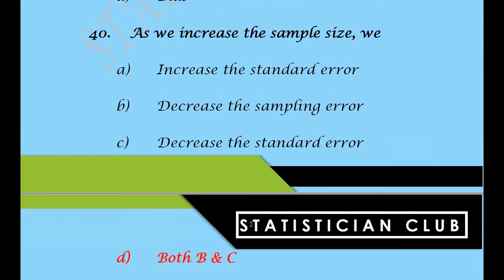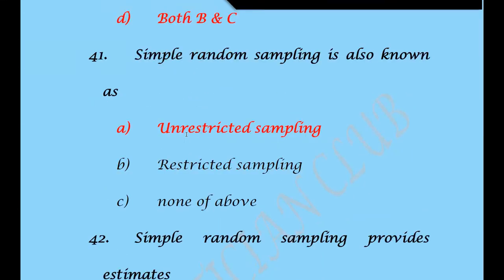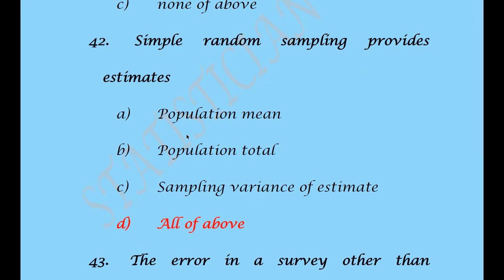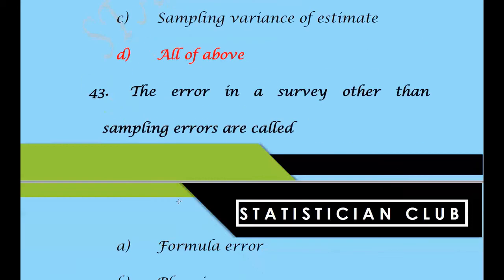As we increase the sample size, the sampling error decreases and the standard error decreases. The right answer is both B and C. Simple random sampling is also known as unrestricted sampling. Simple random sampling provides estimates of population mean, population total, and sampling variance of estimate.